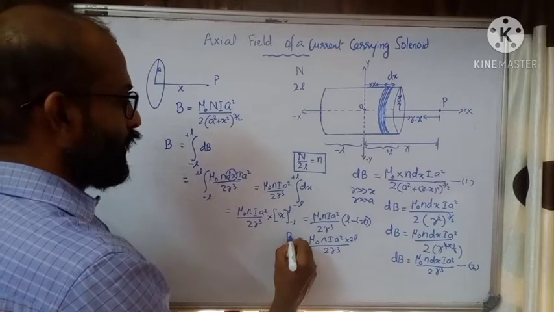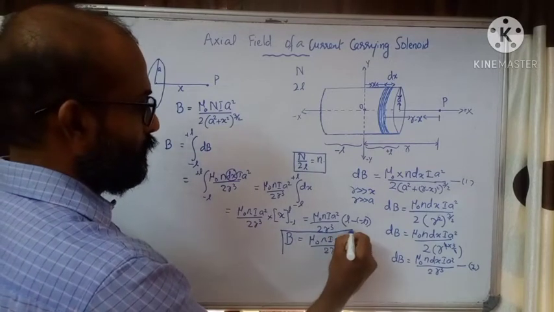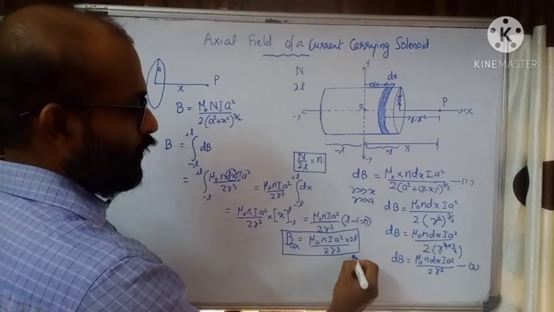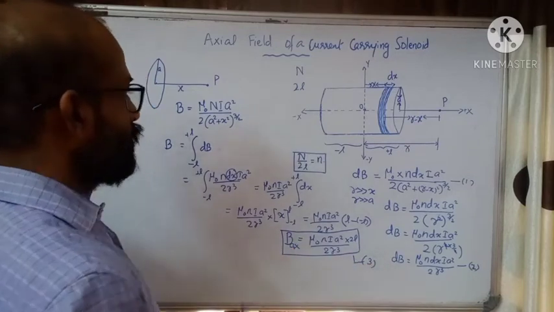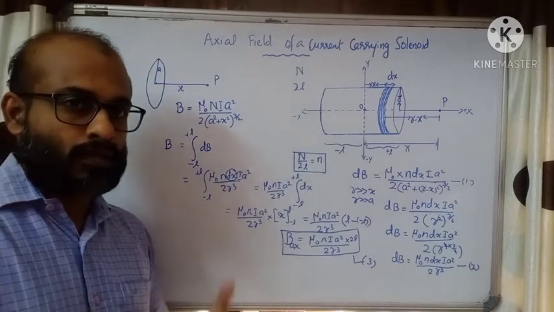This is the equation for magnetic field. We can say it is B axial along the axis of the current carrying solenoid. This is equation number 3. We have got 3 equations. This is the equation for magnetic field due to the solenoid along the axis.